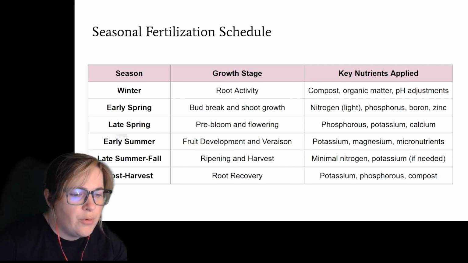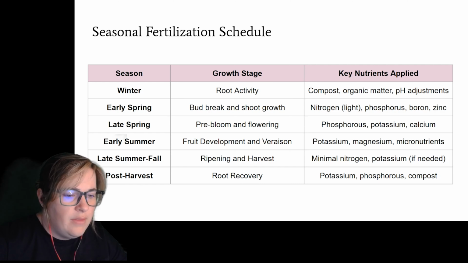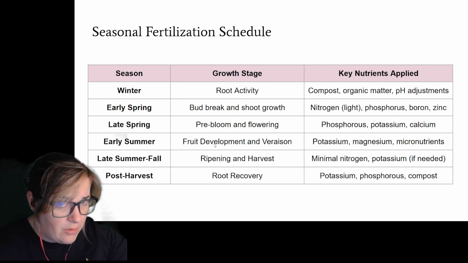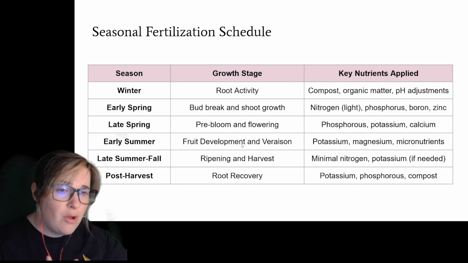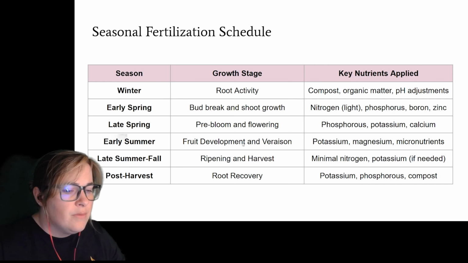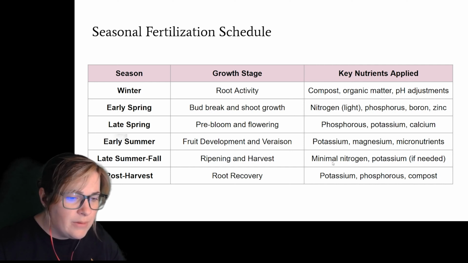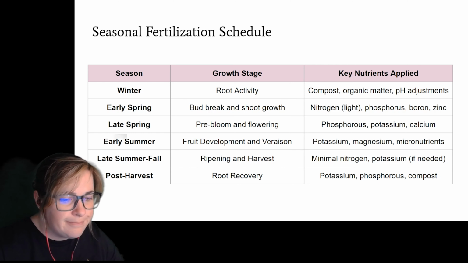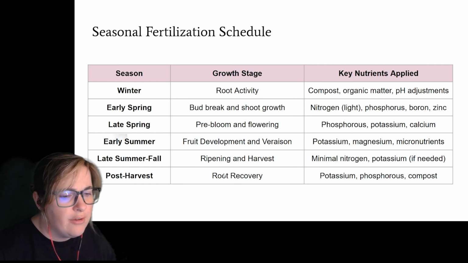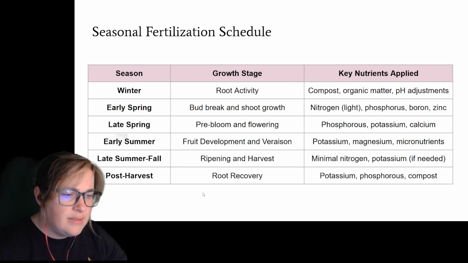I think the most important thing to know, going back to what we talked about earlier, is that excessive fertilizer use will create excessive canopy growth, and then your grapes will actually suffer. The big thing I want you to take away from this table is that we're not applying nitrogen during ripening and harvest. So late summer and fall, when the fruit is ripening, we are only going to apply nitrogen if absolutely necessary, because then it'll actually go to the canopy growth and not so much to the fruit, right? So just have a general idea of what nutrients are required depending on the season.